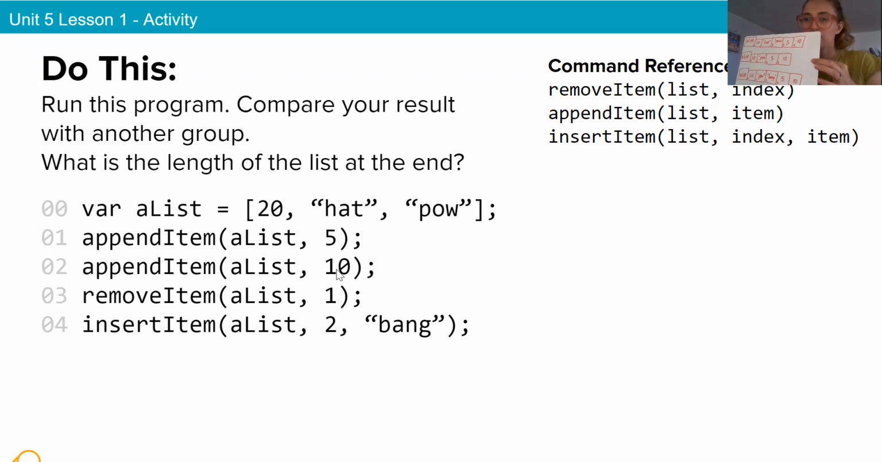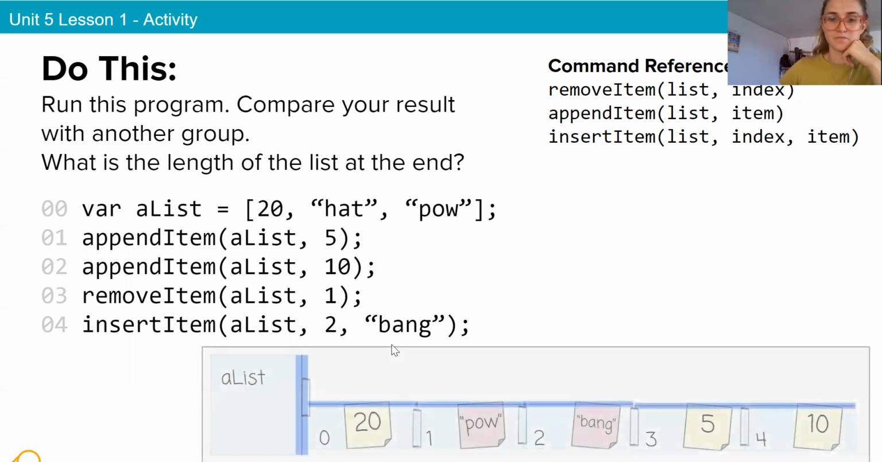And now we want to insert an item. Insert an item into a list. We want to insert that item into index 2, and we want to insert bang. We want to insert bang in for index 2. So now we get 20, pow, bang, 5, 10. So our list at the end has a length of 5 items. 5 items.